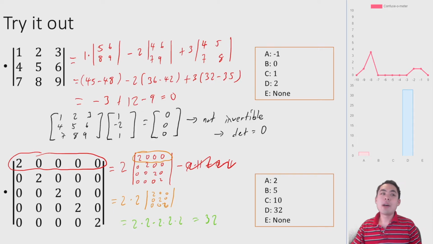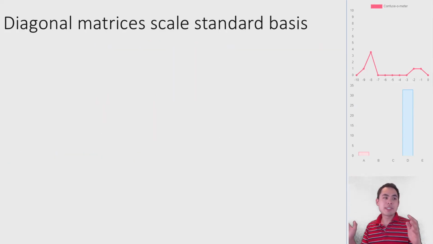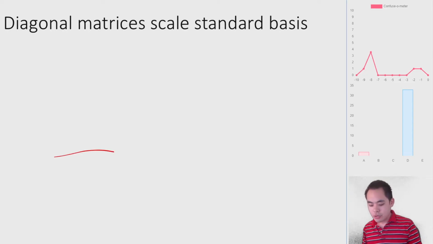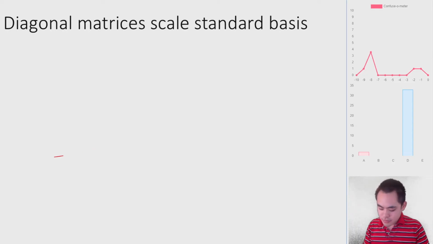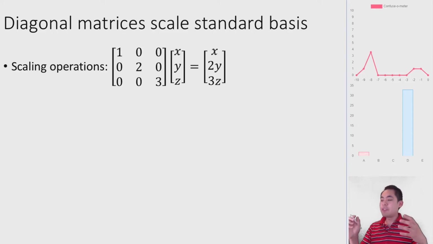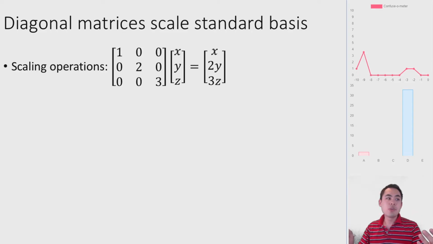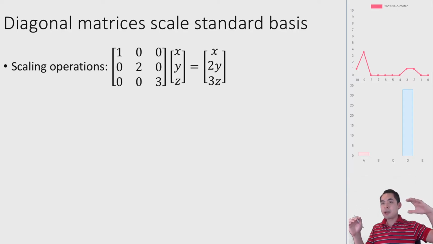It turns out that this is a general fact about diagonal matrices. The determinant of a diagonal matrix, where everything's along the diagonal, is just the product of all the values along the diagonal. And there's a really good reason for this if you think about it geometrically, which is that a diagonal matrix scales the standard basis. So, if you think about a matrix that's diagonal with entries 1, 2, and 3, it's scaling each of your coordinates: you're scaling your x coordinate by 1, your y coordinate by 2, and your z coordinate by 3.